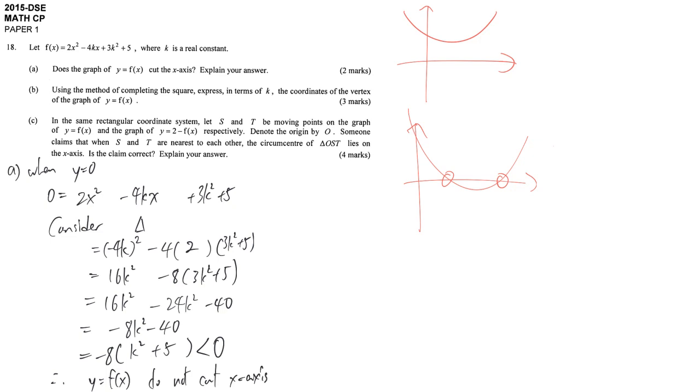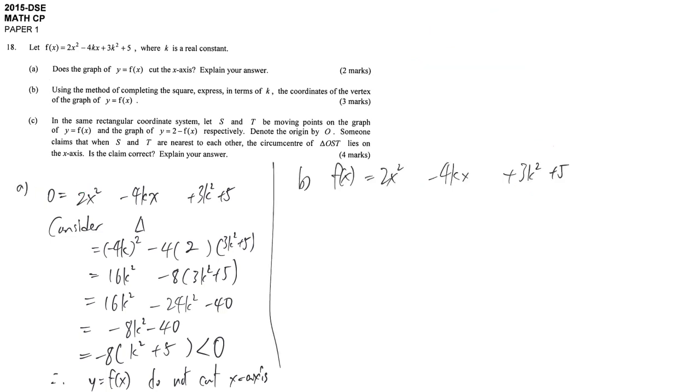Since we don't find any x that can fulfill y equal to 0, no matter what the value of k is. Or in part A, you may try to use completing the square to get the vertex and then compare with our ground 0, to see whether there is any x-intercept. So in part B, we are going to use completing the square now.